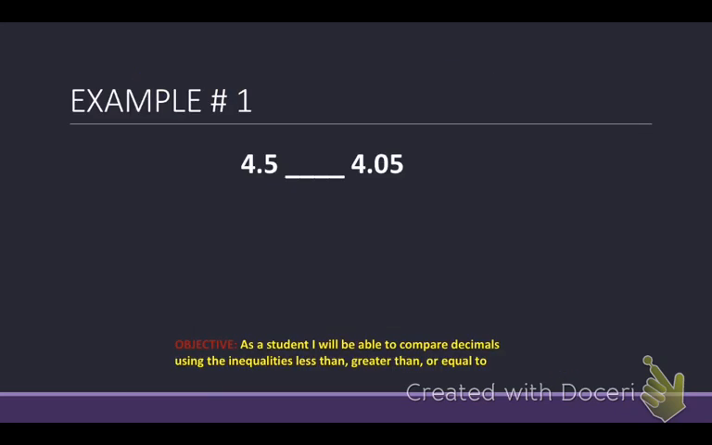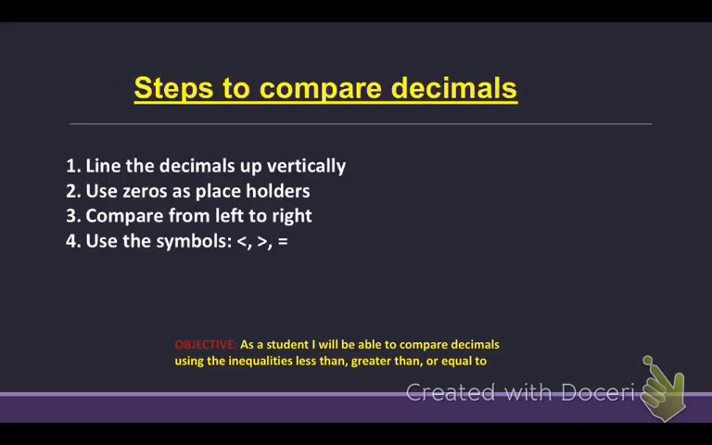All right, the steps that you need to compare decimals are very simple. Step number 1, line the decimals up vertically. Step 2, use zeros as placeholders. Step 3, compare from left to right. And step 4, use the symbols less than, greater than, or equal to. Now, you need to write those in your notes. That's in the top left. And then I'm going to show you the next 4 examples. We're going to follow all 4 of those steps.